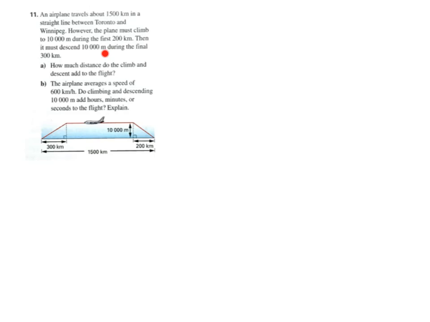Then it descends that other 10 kilometers in the last 300 kilometers. How much distance do the climb and descent add to the flight? So we're looking for how much distance more is the hypotenuse than the length, because this is what it's adding. Whatever the difference is between the hypotenuse and the distance on the ground, that's the additional distance it flew.